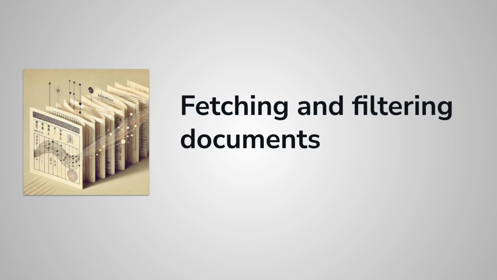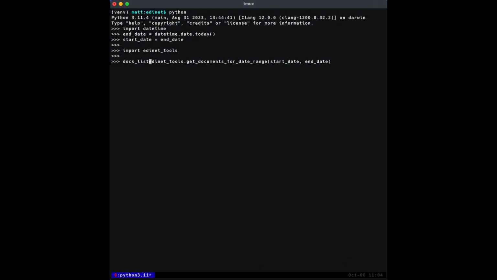Let's jump into some Python, and we'll start by fetching a list of all the disclosure documents that were filed on today's date. This gives us a list of all the different types of filings. Let's check how many documents there are. Dozens. We can filter these down to only those that we're interested in.